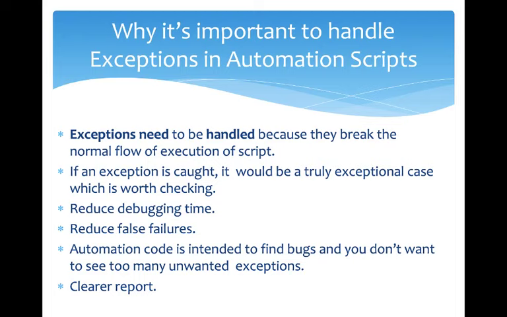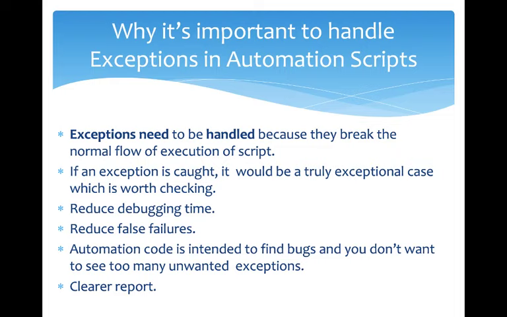As I said, if you are catching an exception, it will be truly exceptional to do some more checks. Reduce debugging time. This is my favorite. The reason is that today we are writing automation scripts which are so complex that when they fail, it's pretty difficult to debug. When you go through the logs, it's not that easy to find the exact root cause, why the script failed, at what point it failed. So if you have correct exception handling in place, then you can reduce your debugging time.